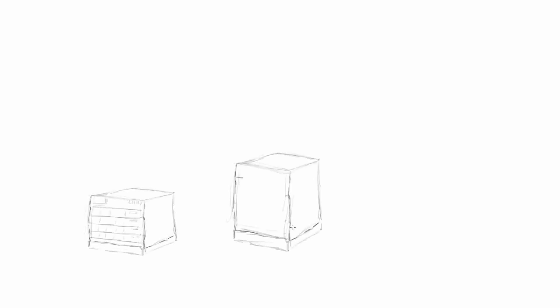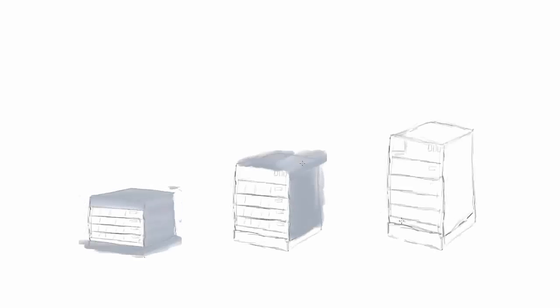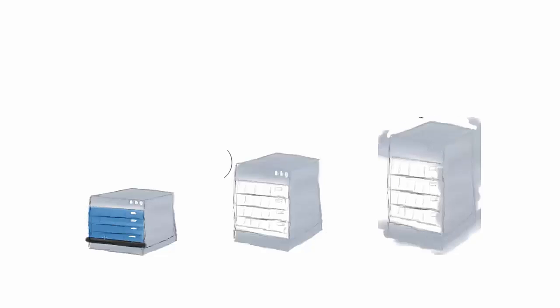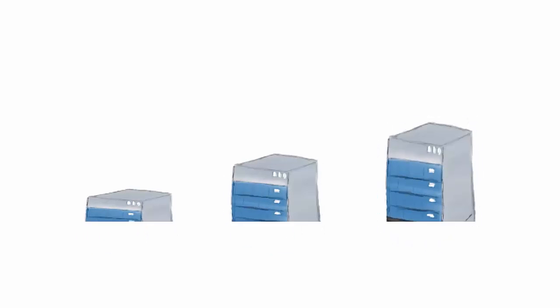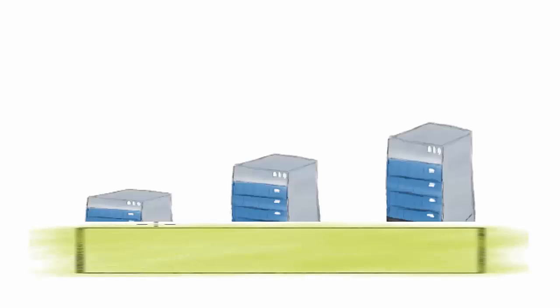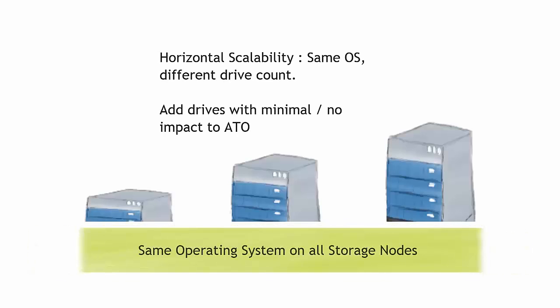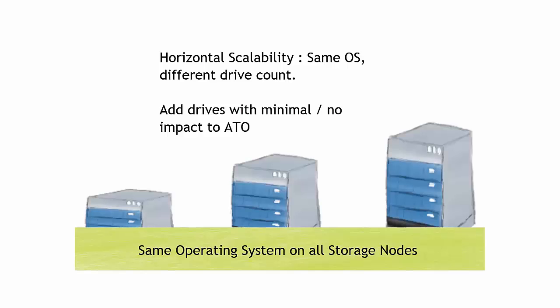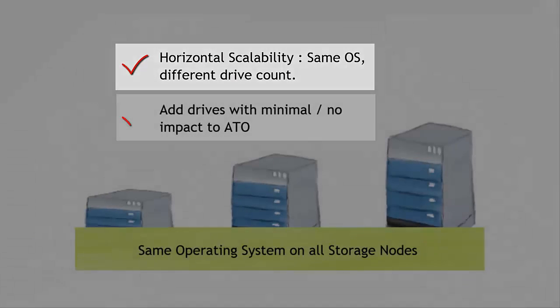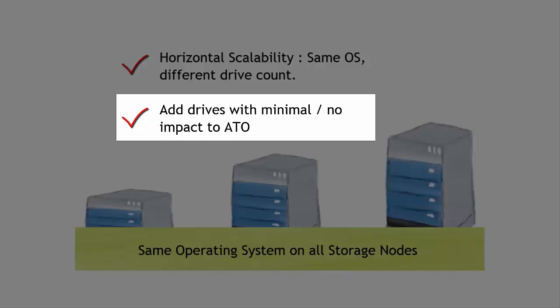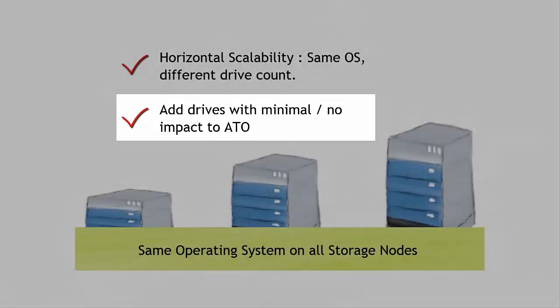I really love this term, horizontal scalability. Drawing out 3 storage nodes here, a small, medium, and large. So let's just say, for example, the small has 500 disks, the medium has 5,000, and the large has 50,000. Okay, so small, medium, and large. So horizontal scalability means that the operating system on each one of these storage devices is the same, although the drive count may be different.